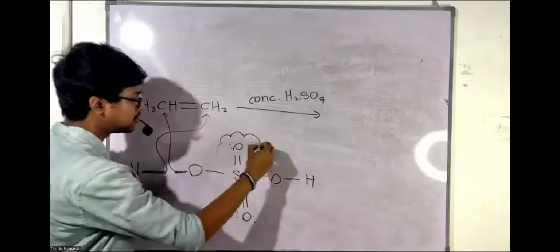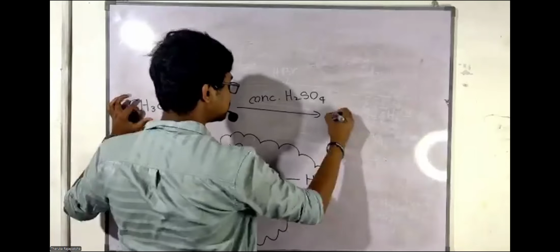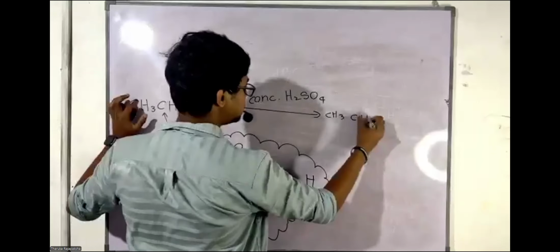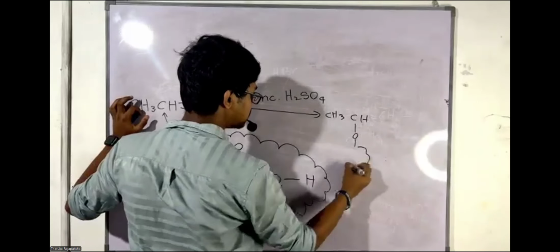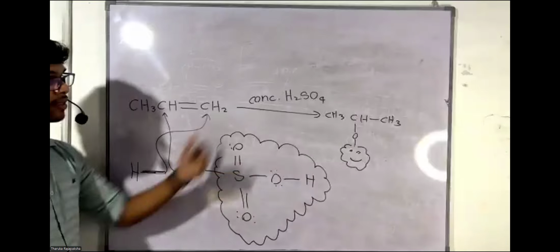Think of this as a flower. It attaches from underneath like this. So your product is CH3CHO and you have the flower, and then you have the CH3. The hydrogen will attach to this carbon. So you have this compound.